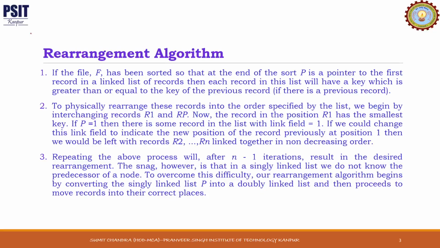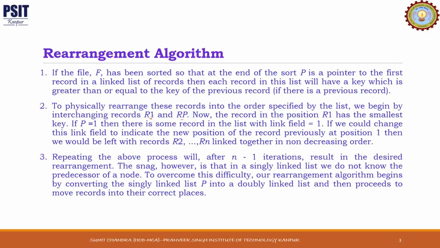So if the file is sorted and at the end of the sort, suppose there is a pointer p which represents the first node of the linked list. This algorithm will first convert a single linked list representing the file into a double-ended linked list, and then it will require n-1 iterations. At every iteration, it will replace r1 with rp, the first record with the pth record, and then it will check if p is equal to 1, then obviously this link field will be changed so that the new position of the record which was previously at 1 can be shown.